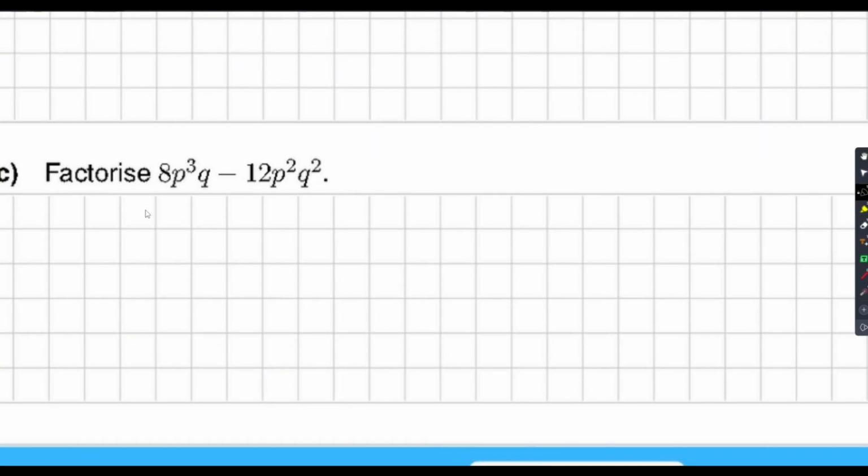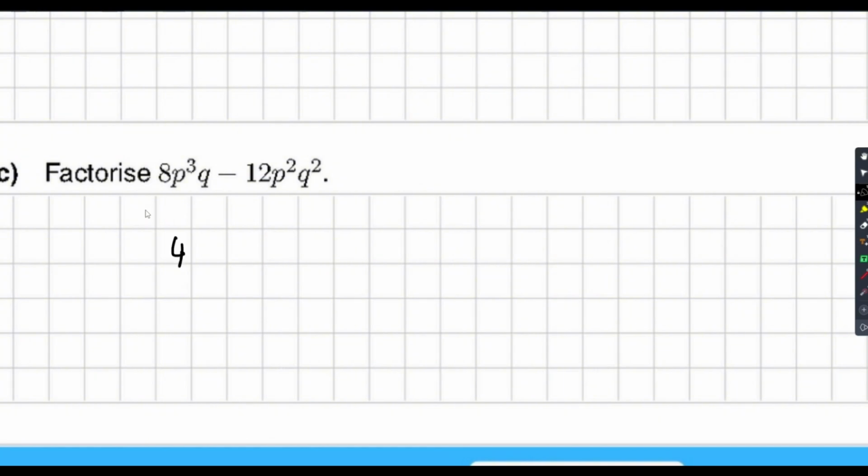Okay? So here now is a bit of a harder question, because we have 2 letters going on and more awkward numbers. So again, we start with the highest number that goes into both of them. Again, 8 won't work here because 12 divided by 8 doesn't go in. So the highest number we can take out of both of these numbers is going to be 4.